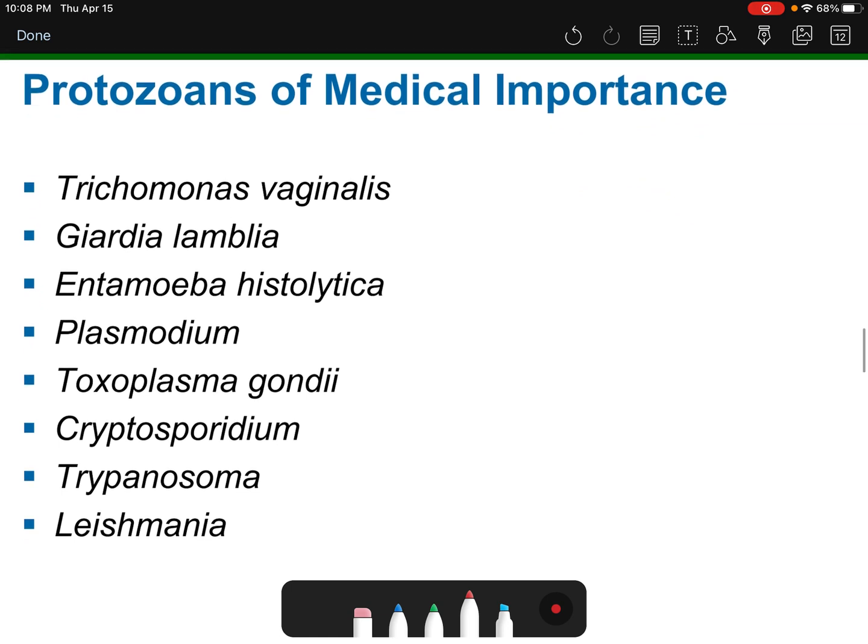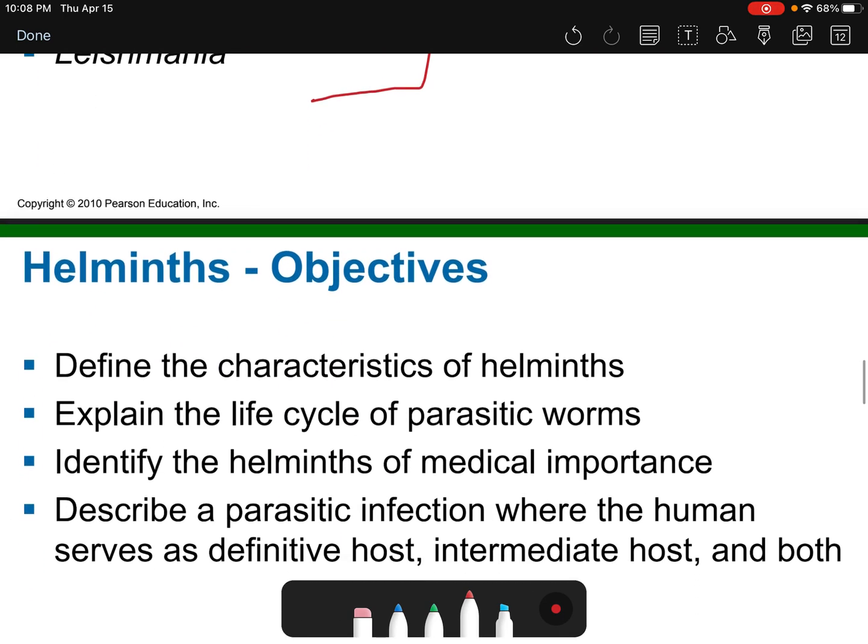So here are a whole host of protozoans that cause various types of diseases. And so these are some that you're going to get to choose from to research when we do our little research project.